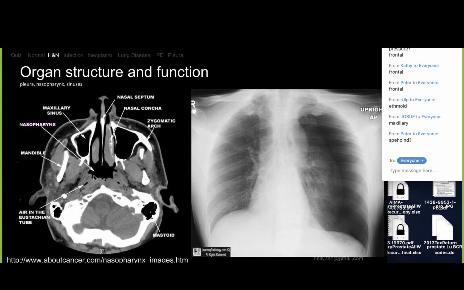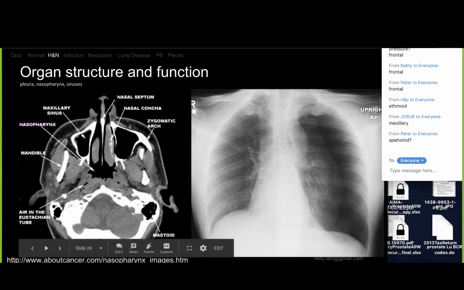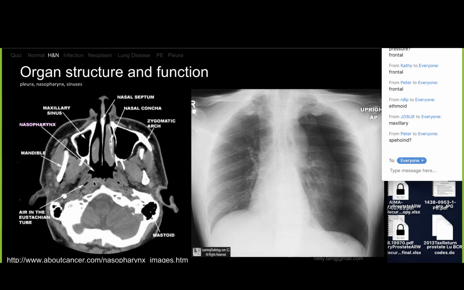If you have a mass lesion here, it'll obstruct the eustachian tube, and then you get opacification of the mastoid air cells with fluid. So if you see the mastoid air cells being opacified, you have to look at the nasopharynx for an obstructing lesion, because that's one cause of mastoiditis. Good. Okay, so this is a frontal radiograph.